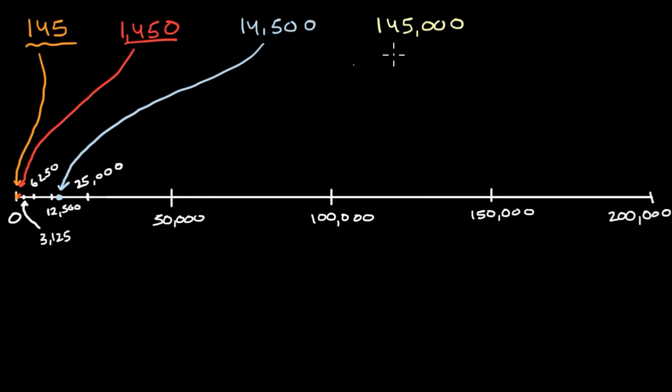And then last but not least, 145,000. Well, that's only 5,000 less than 150,000. So just eyeballing it, that's about right over there. So even though in our everyday lives, all of these numbers feel big, when you have a number line that's this big, you appreciate how much larger 145,000 is than even 14,500. And then it's a lot larger than these other ones that we have here on the left.